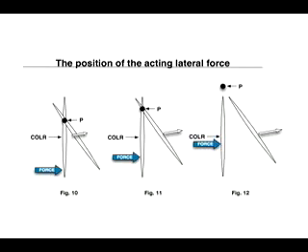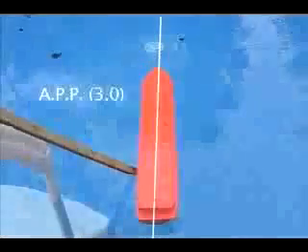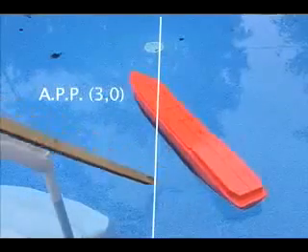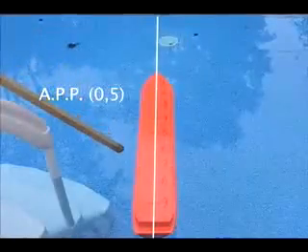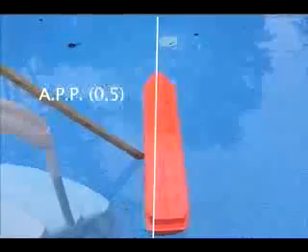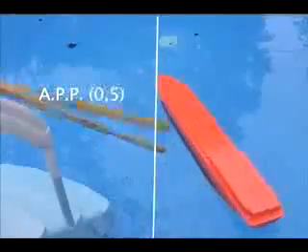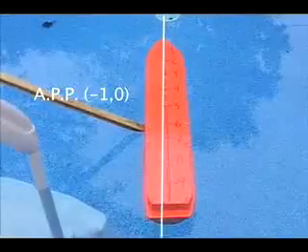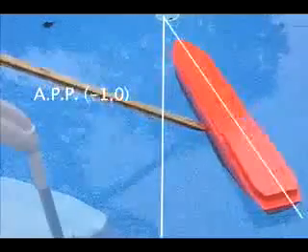A lateral force acting away from the center of lateral resistance will, for the same angle of rotation, push the center of lateral resistance relatively less sideways than a force acting closer to the center of lateral resistance. This results in an apparent pivot point further at the opposite end of the vessel. The closer to the center of lateral resistance the force is acting, the further away to the opposite end the apparent pivot point will be. This can even result in a pivot point outside of the vessel's physical limits.